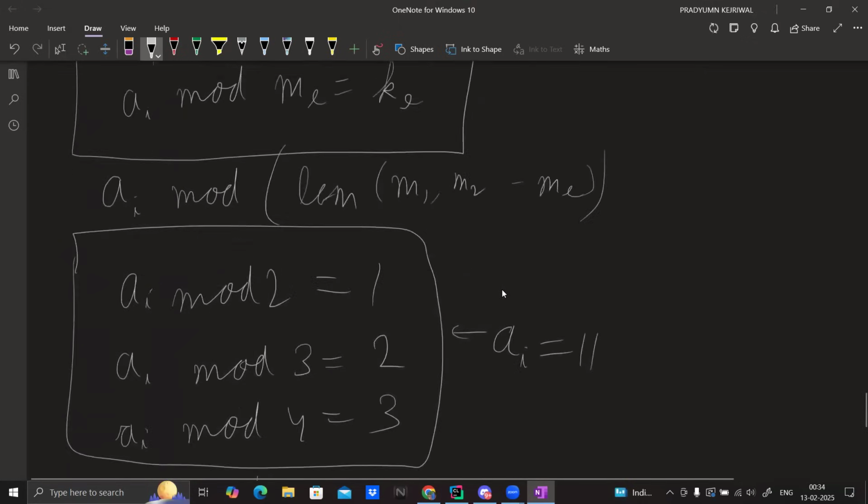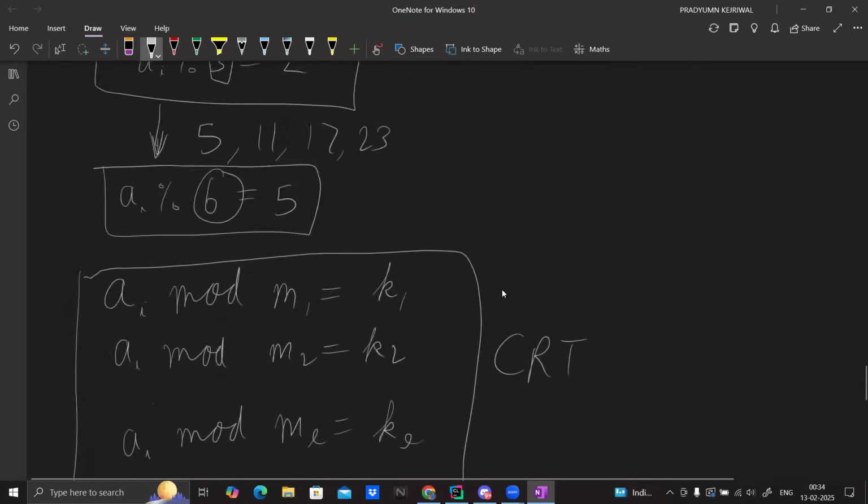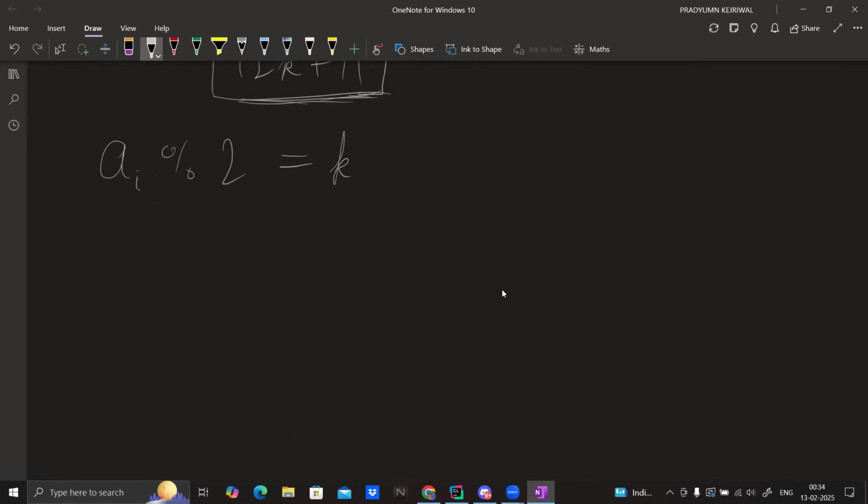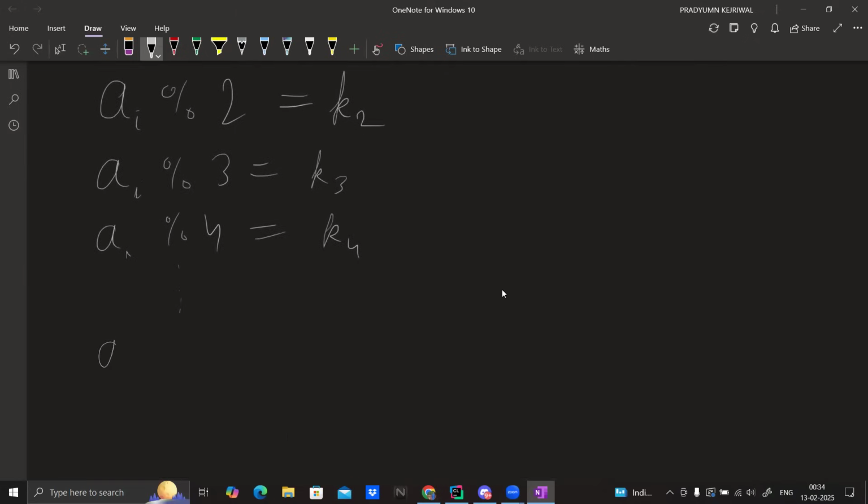What we can actually observe is that when we are trying for 2, we want A_i mod 2 to be some constant K2. Then we're trying for 3, so A_i mod 3 should be equal to K3 for all A_i. Then A_i mod 4 should be equal to K4, and so on. So if we go till, let's say, A_i mod 18, this should be equal to K18. Then actually the solutions.